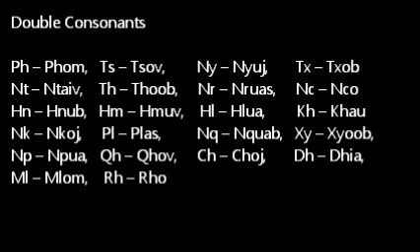Next, the G sound. Ga is a boat. PL, blah. It's an hour. NQ, go is a pigeon or a dove. XY, shong is a bamboo. NB, bo is a pig.